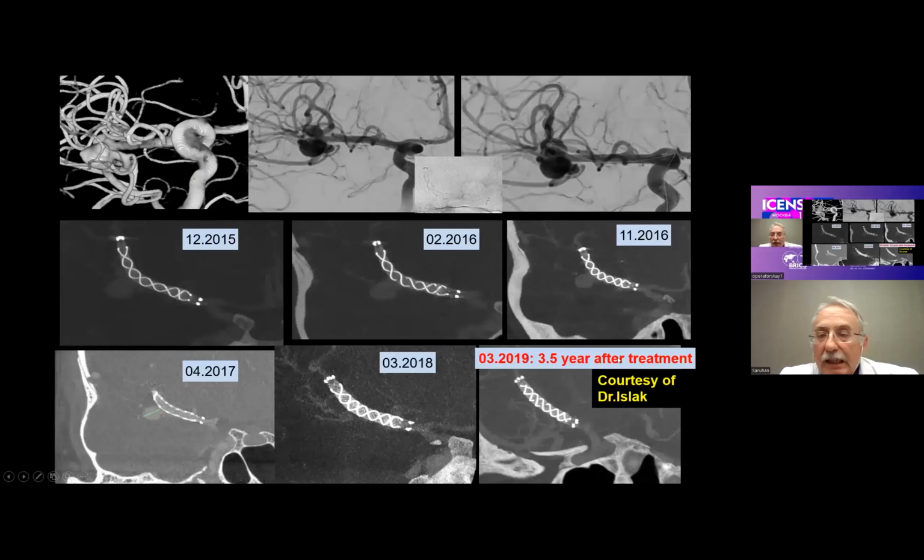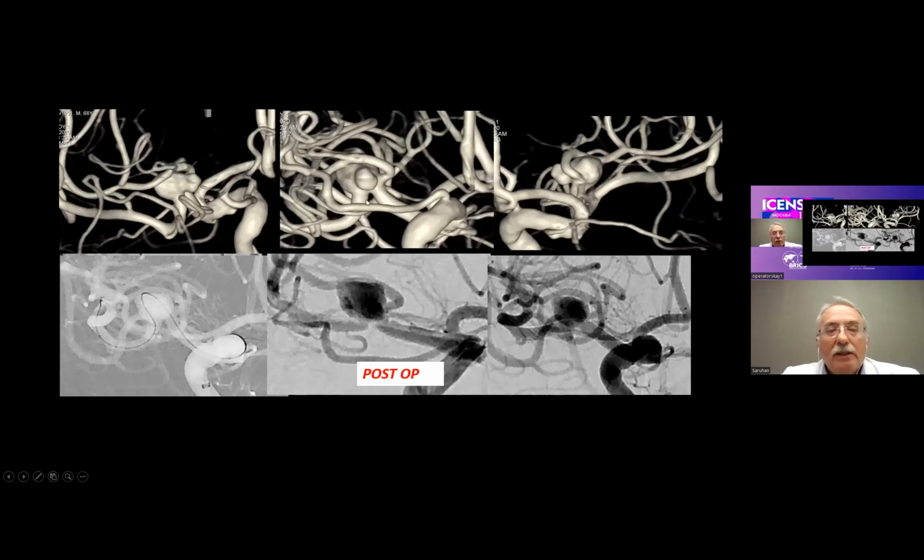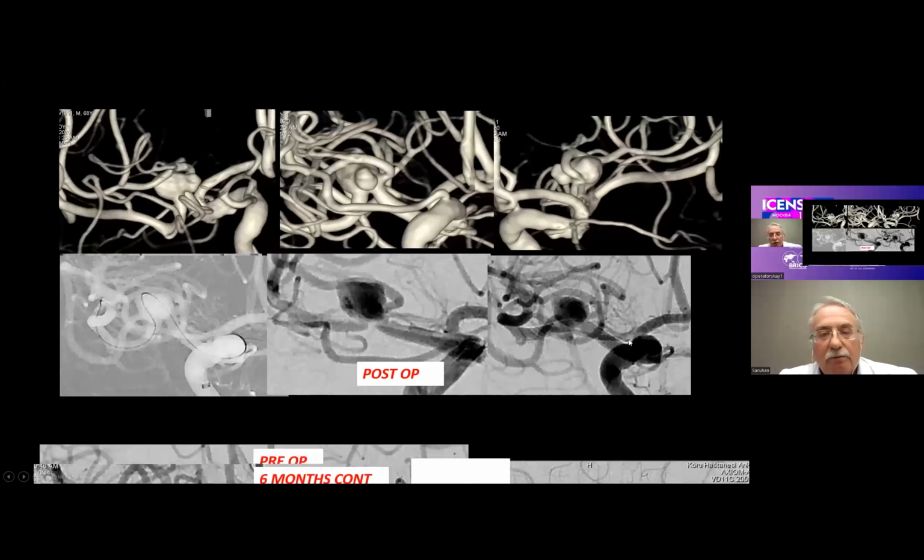3.5 years later, the aneurysm got occluded. So what is the problem? The patient is still intact. So basically, complex MCA bifurcation, simplicity, vessel straightening, geometrical modification.